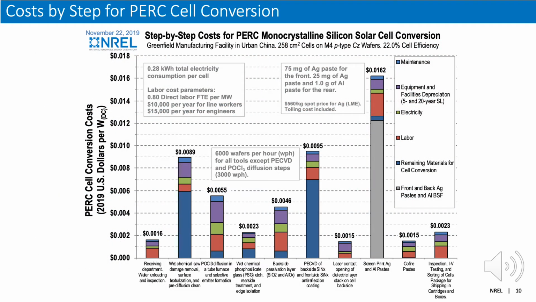So here are the cost by step for the PERC conversion process. Again, we're showing a lot of the input data on this figure. You can see we've broken out metallization material costs in gray since they represent such a large fraction of total costs, which is pretty typical for cell conversion processes.